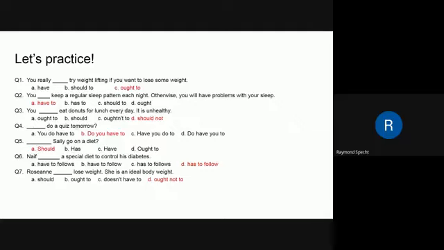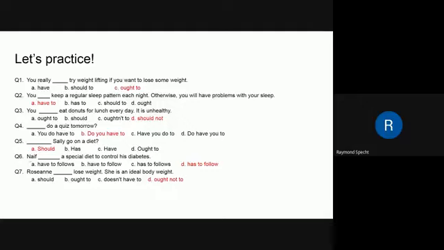Blank, do a quiz tomorrow. We're making a question: Do you have to do a quiz tomorrow? Next, blank Sally go on a diet. Should. Why not ought to? We don't use ought to in questions.